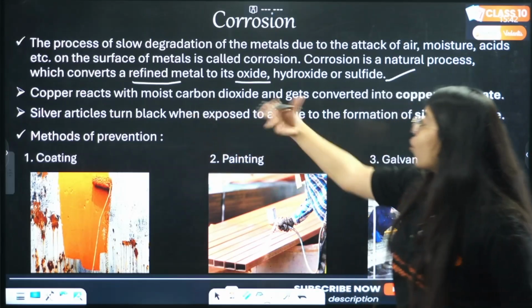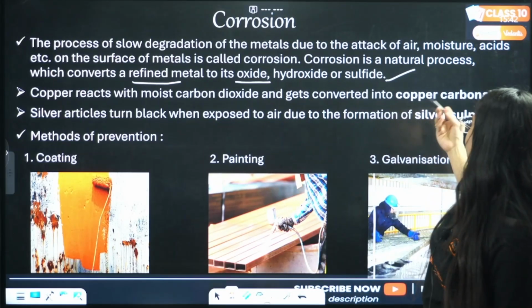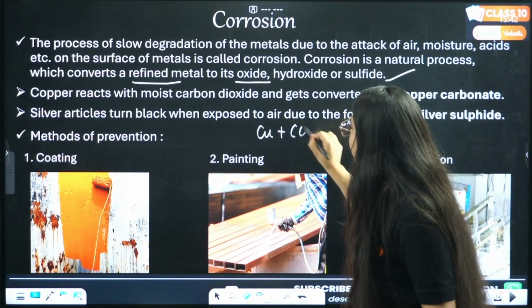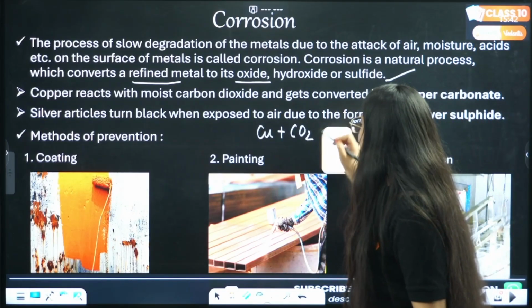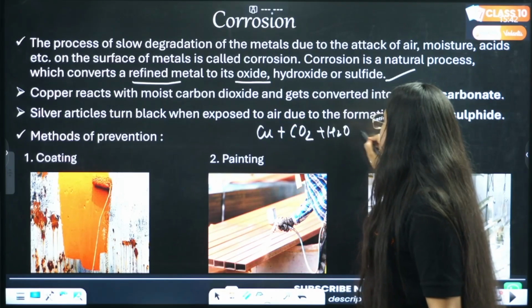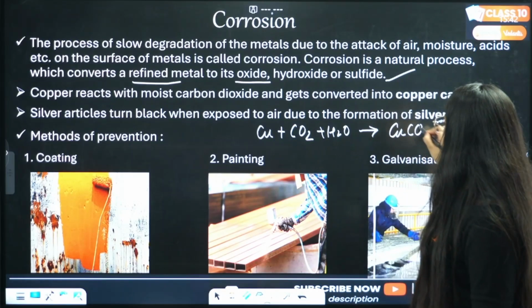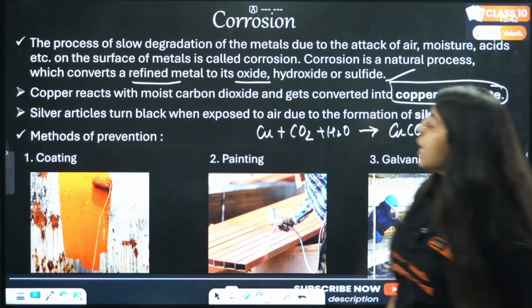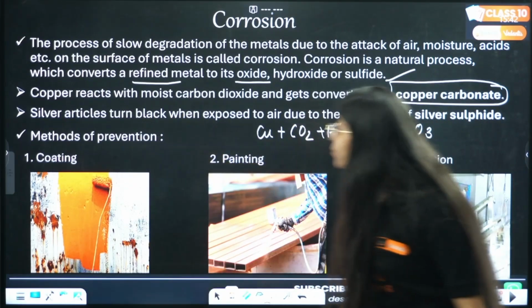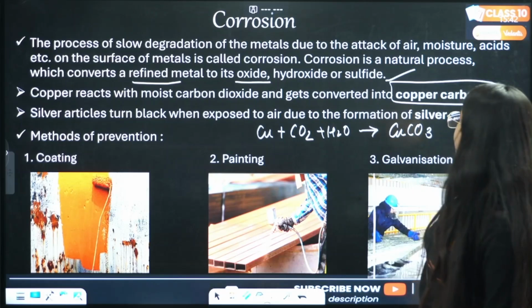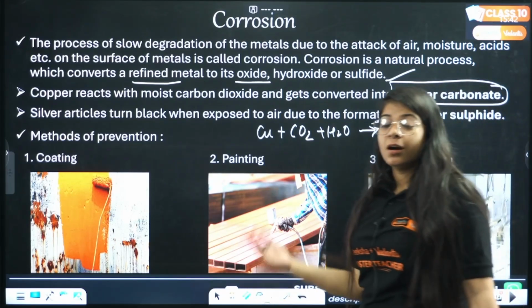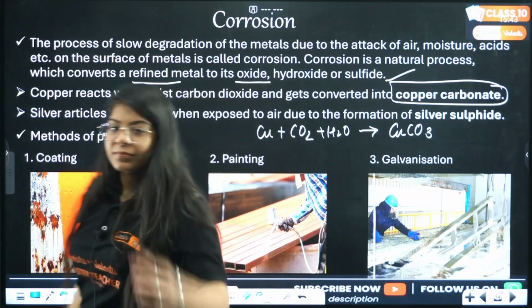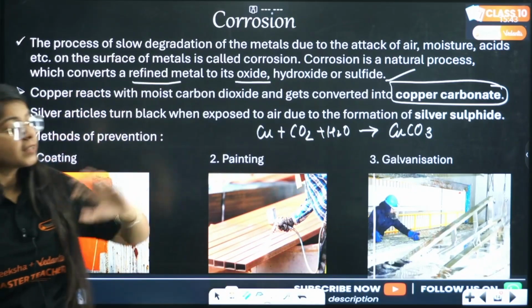Copper reacts with moist carbon dioxide and gets converted into copper carbonate. So this copper reacts with moist carbon dioxide and H2O, and it becomes CuCO3, that is copper carbonate. Understood? A silver article turns black when exposed to air due to the formation of silver sulfide. Okay? True?